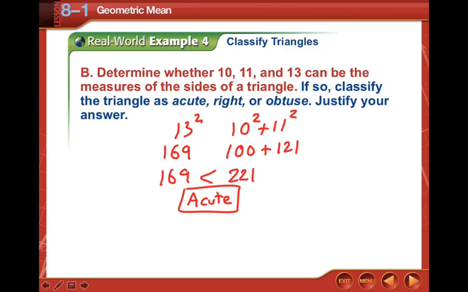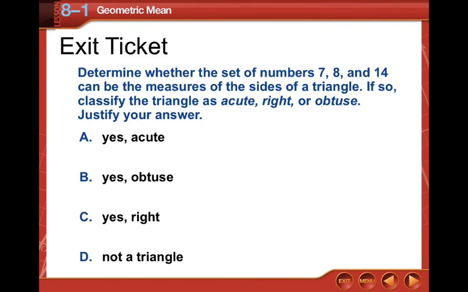All right, so now let's move on to our next problem. Actually, I think this is for exit ticket. There you go. Do your exit ticket, and we'll see you next time.